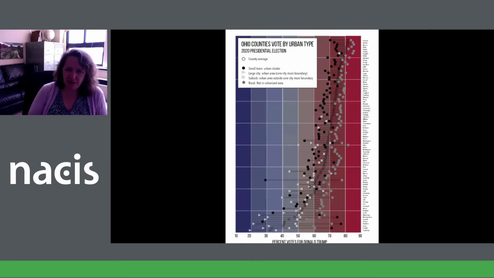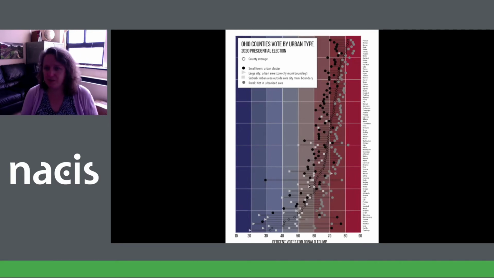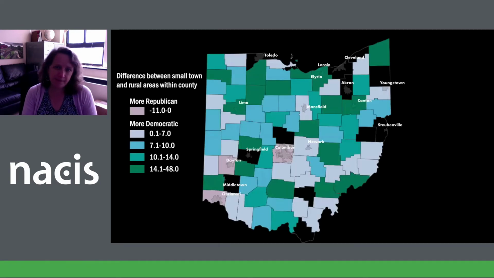So I'll share this graphic in the chat or in Slack if you want to see it up close and be able to zoom in and actually read those words. But basically, the black dots are small towns and the gray dots are rural areas. And the horizontal lines between these dots represent the gaps within the same county between voting patterns in each of these two settlement types. I also added in cities and suburbs as triangles and squares. The hollow dot is the county average.